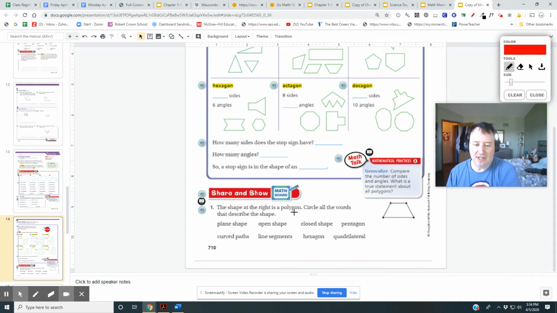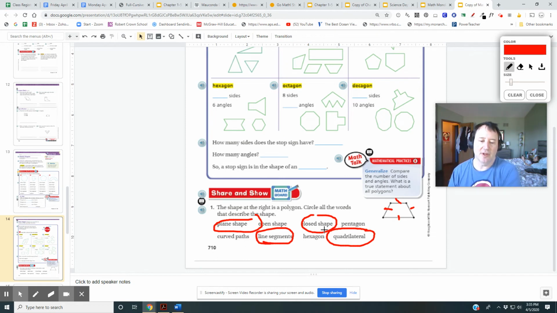The shape at the right is a polygon. Circle the words that describe that shape. Well, it's a plane shape. It's a closed shape. 1, 2, 3, 4. It has 4 sides, so I know it has to be a quadrilateral. It does have line segments. Does not have curved paths, so I was able to select 4 different descriptions.